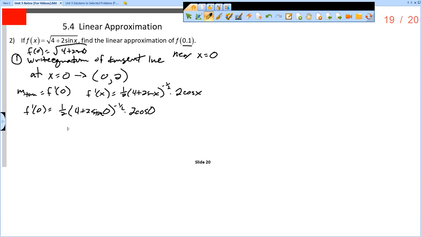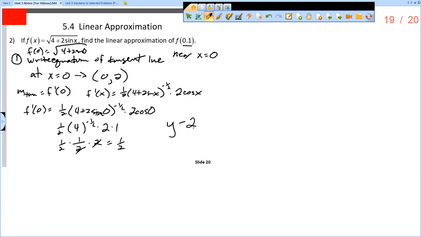All right, so sine of 0 is 0. So really I have 1/2 times 4 to the negative 1/2 times 2 times the cosine of 0. Cosine of 0 is 1. All right, and so I have, well, 4 to the negative 1/2. That means 1 over the square root of 4, which is 1/2, times 2, of course, so the 2 is reduced. So we're left with 1/2. So the slope of the tangent line is 1/2.